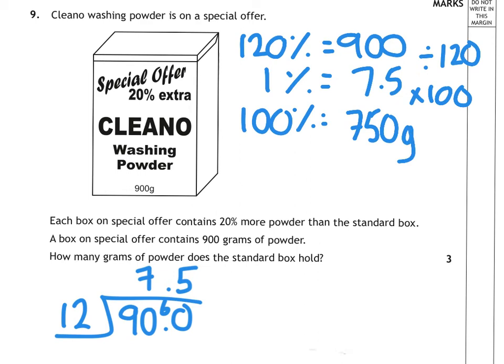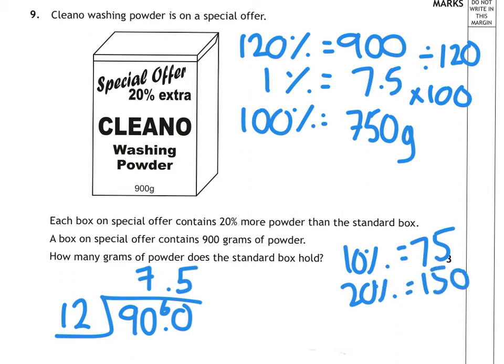Now, quick check. 10% is 75. That makes 20% 150. 150 is what's been added on. 750 add 150 gives you the 900. So I always like to check these ones back.